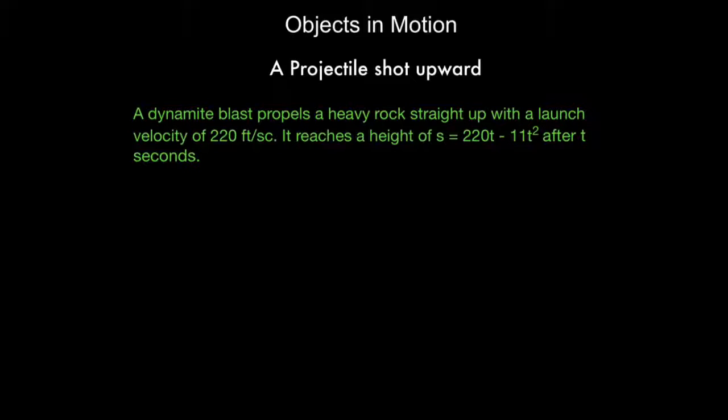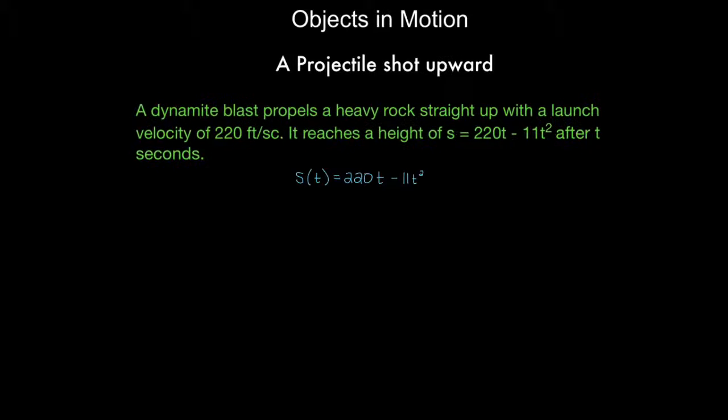So an application of this would be a dynamite blast propels a heavy rock straight up with a launch velocity of 220 feet per second. It reaches a height of s equals 220t minus 11t squared after t seconds. The important information here is this equation. It is telling us our position at any time t seconds, because position would be our height.